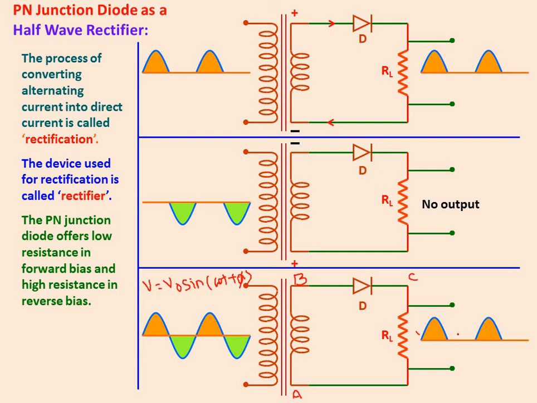The number of DC pulses per second is equal to the frequency of the AC applied. Number of DC pulses refers to this: this is pulse 1 and this is pulse 2. Clear? Right. Now let's look at the efficiency of this.